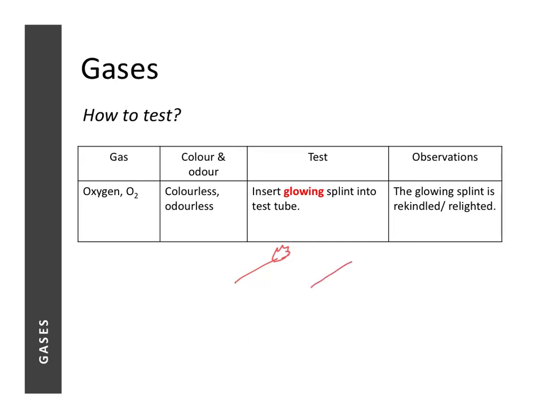A lighted splint, like I mentioned, is when you can see a flame at the end of the splint. Now, when a splint catches fire and you swing it a few times, or you fan at it a few times, you'll find that the flame is extinguished, but you will see a gentle glow at the end of the splint. That is called a glowing splint. So what happens when you insert the glowing splint into a test tube where oxygen is being produced? It will catch fire again. So that is what is meant by the glowing splint is relighted or rekindled.